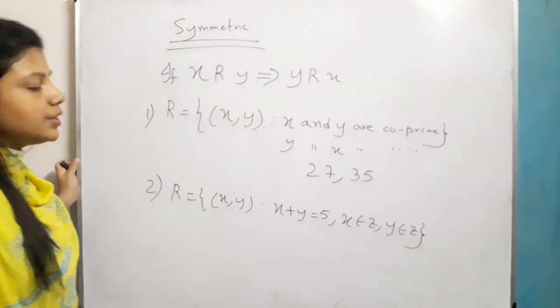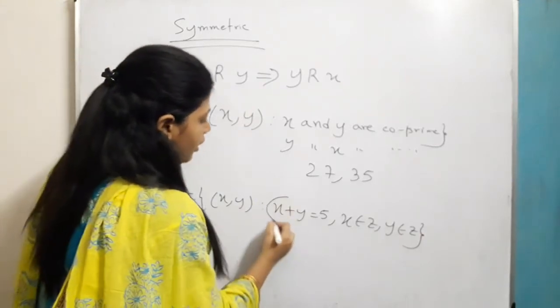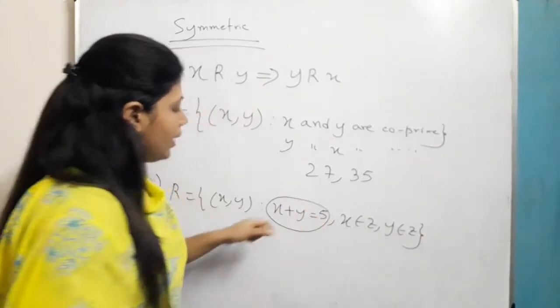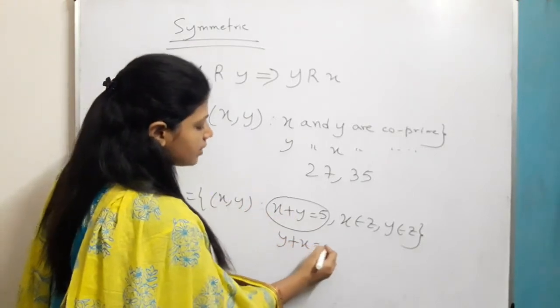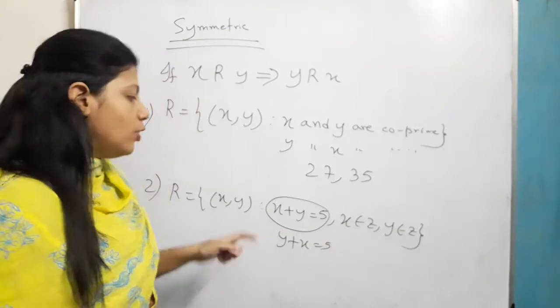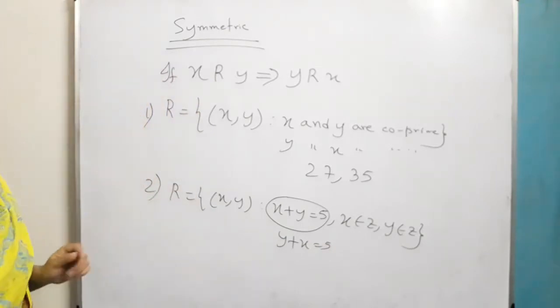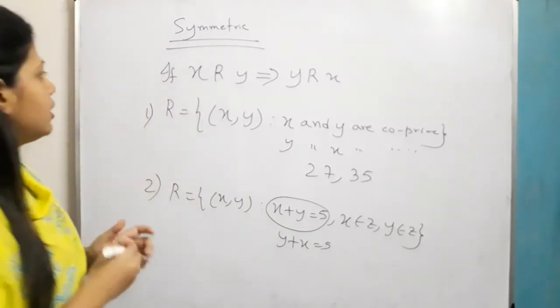x plus y equals 5. It is the actual relation. Now interchange y and x, that means y plus x, that is also 5. So it is also symmetric relation. Now I will tell something about this.